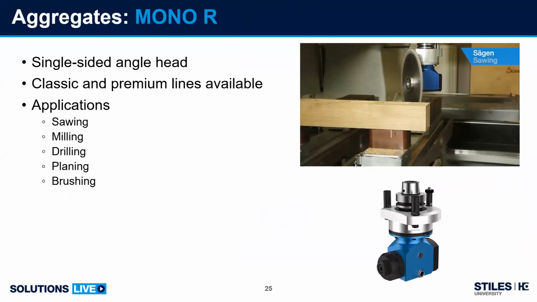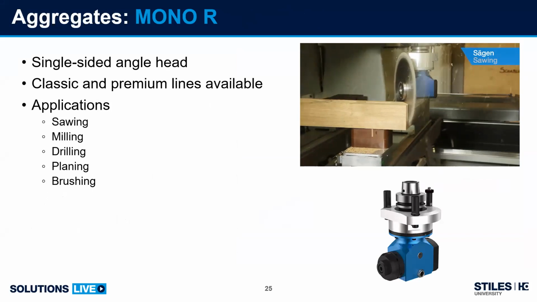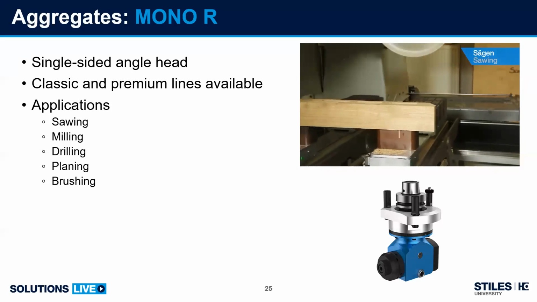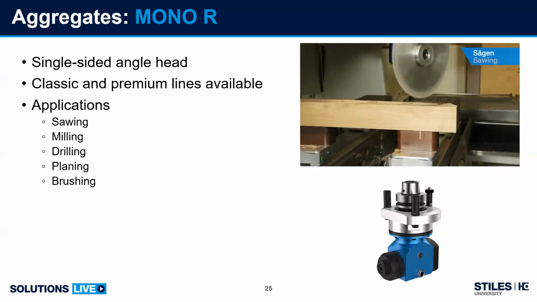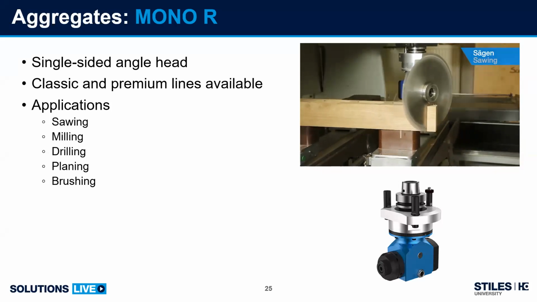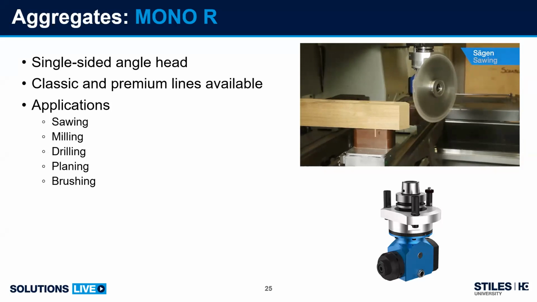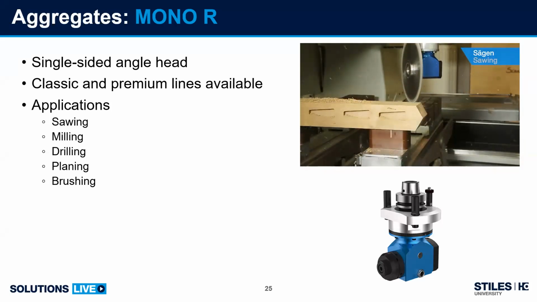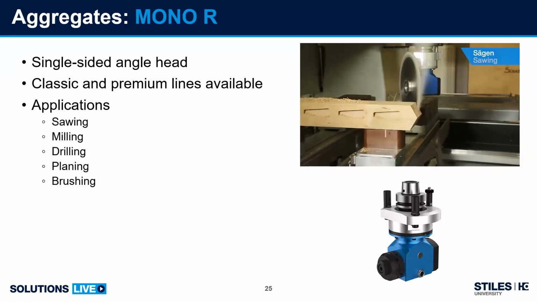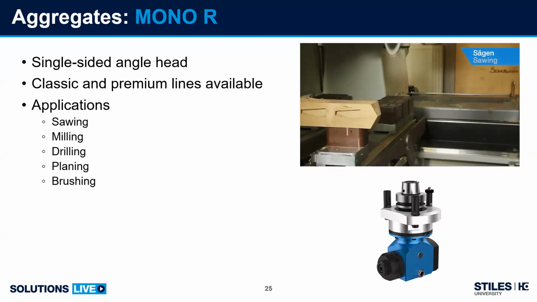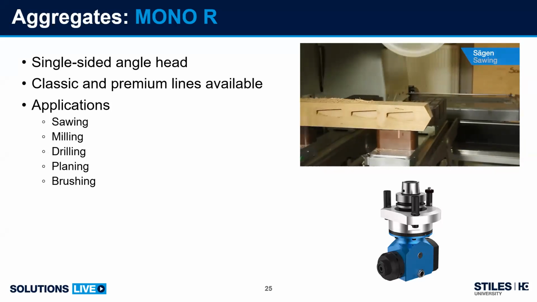So now let's jump in a little bit. We're going to have some videos that roll in the background. It's easy enough to talk about the aggregates, but until you really see them in action, it's a hard thing to cement in. So the first one that we're going to jump into would be our MONOR. This is a single-sided angle head, and it's available in both a classic and premium line. The classic is grease lubricated, and the premium is oil bath. And a very, very versatile unit here.